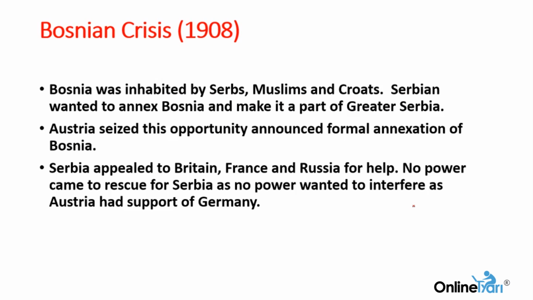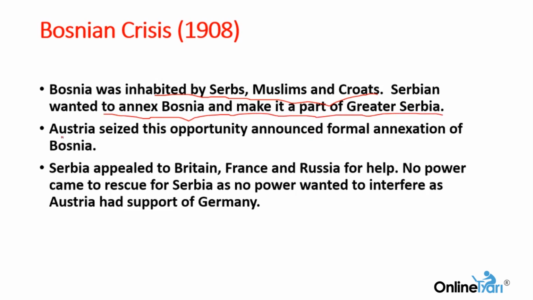So let's move to the next, the Bosnian Crisis. As we have already discussed, Bosnia was under the Austro-Hungarian Empire, and Bosnia was inhabited by Serbs, Muslims, and Croats. And Serbia wanted to annex Bosnia and make it a part of Greater Serbia.